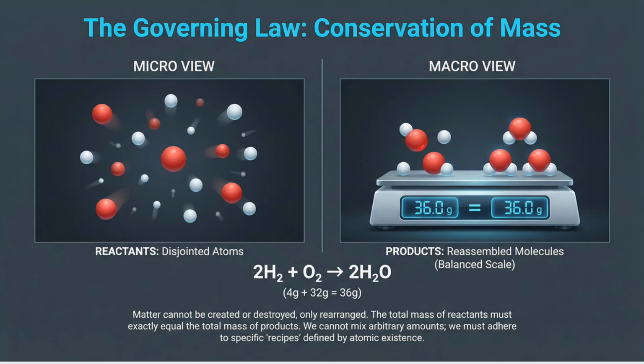In this lecture, we will discuss processes that involve the transformation of reactants into products, including types such as synthesis, decomposition, single replacement, and double replacement reactions.